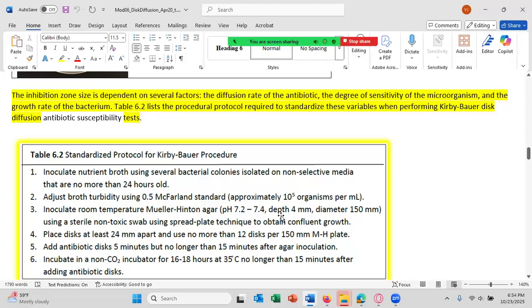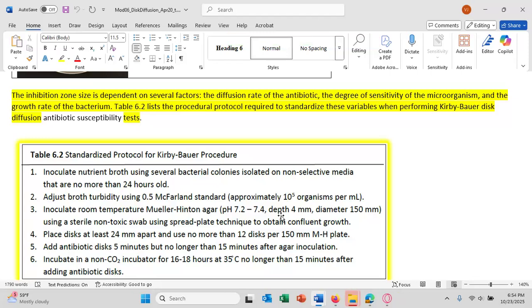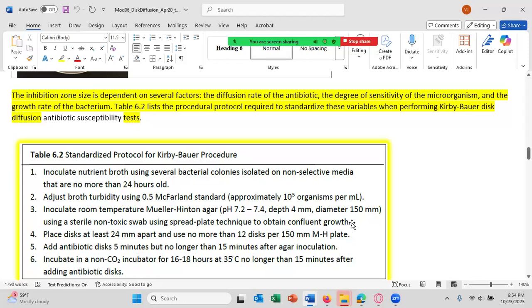And then a thinner layer of agar, the antibiotic can diffuse further, so you have a larger zone of inhibition. And then you should always use a plate that's 150 millimeters in size. That's just one of the standard procedures.